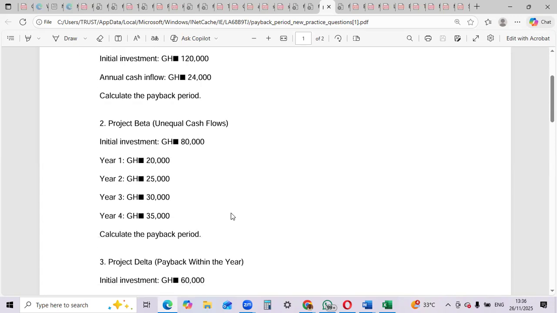So project beta, that is on unequal cash flow. And I indicated that when it comes to an unequal cash flow, we are saying that the amount that you're going to receive is not going to be the same for the subsequent years. So supposing you receive 30,000 for the first year, there's going to be a variation in the foreseeable future. And so that is what we see here, right?